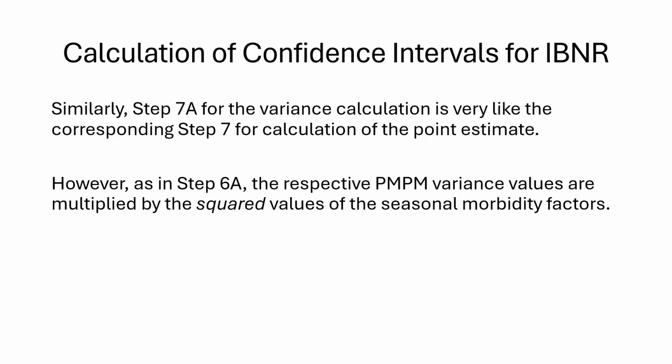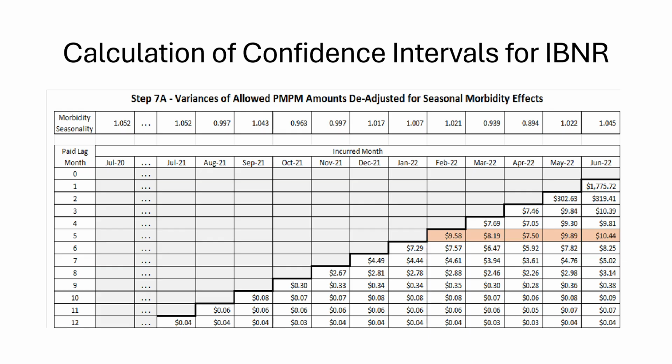Likewise, Step 7a for the variance calculation is very like the corresponding Step 7 for the calculation of the point estimate. However, as in Step 6a, the respective PMPM variance values are multiplied by the squared values of the seasonal morbidity factors. So here, for example, the adjusted variance for lag month 5 of claims incurred in March is $9.29 times 0.939 squared, which is equal to $8.19.